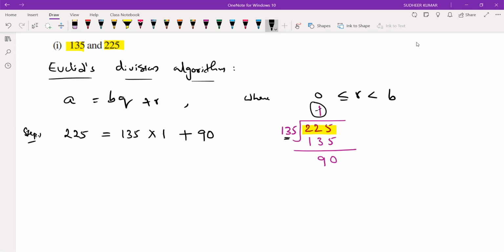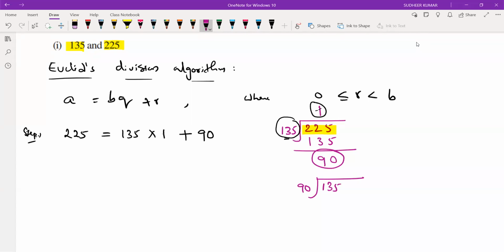Then go to the next step. Here you can continue, or you can separately also write. It is your wish. So the divisor, we will take it as new dividend, 135, divided by the remainder, take it as new divisor. This process will go on till the remainder comes 0. Is it clear? Yes, sir.